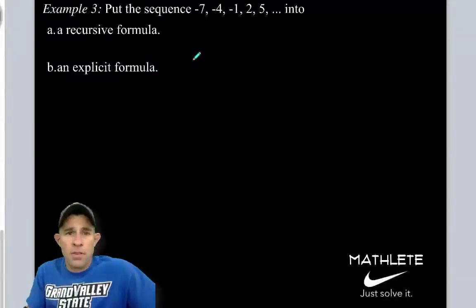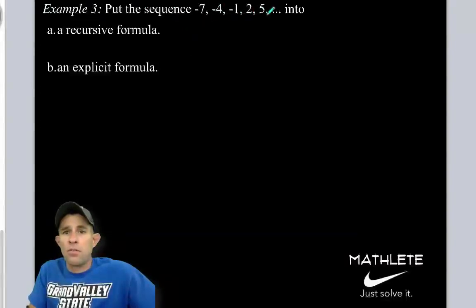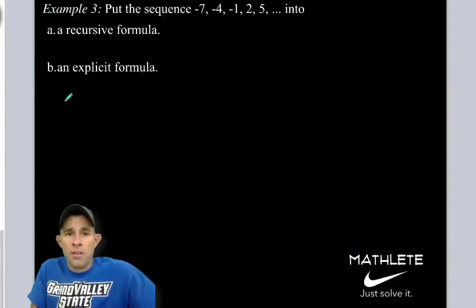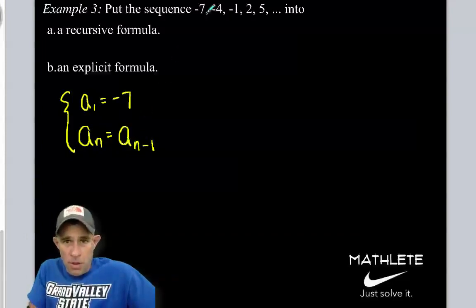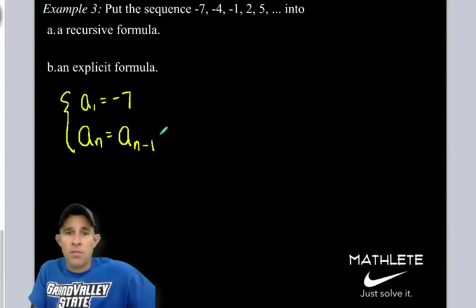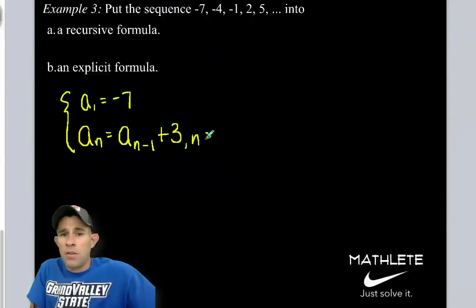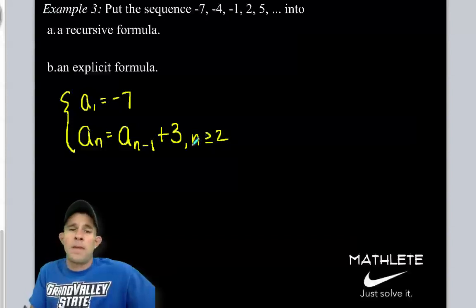Okay, in our last problem for today, we want to put the sequence negative 7, negative 4, negative 1, 2, 5 into both a recursive and an explicit formula. So let's start off with our recursive formula. Our first term we'll call a sub 1, and that's equal to negative 7. Any term after that then can be generated by taking that previous term, a sub n minus 1, and it looks like we are adding 3 each time. So we'll say plus 3, and this is where n is greater than or equal to 2.